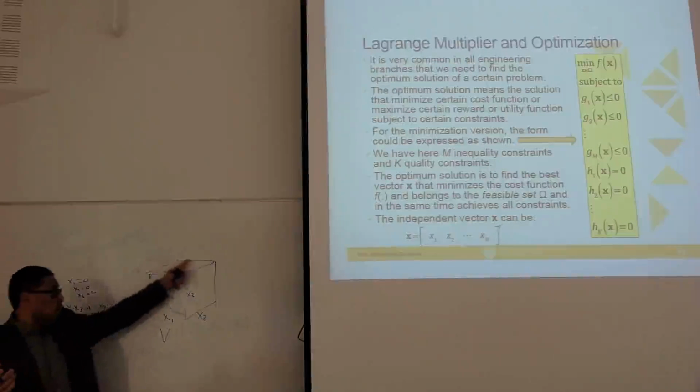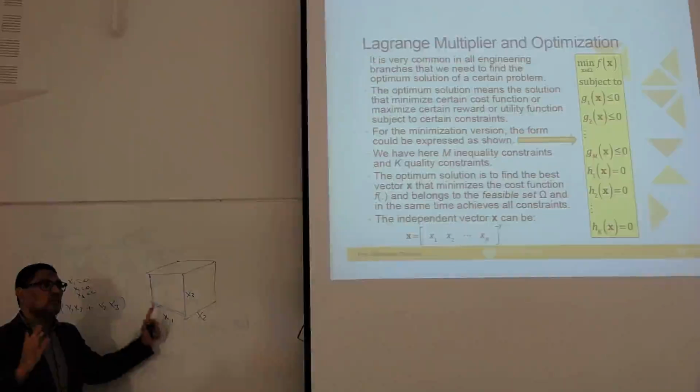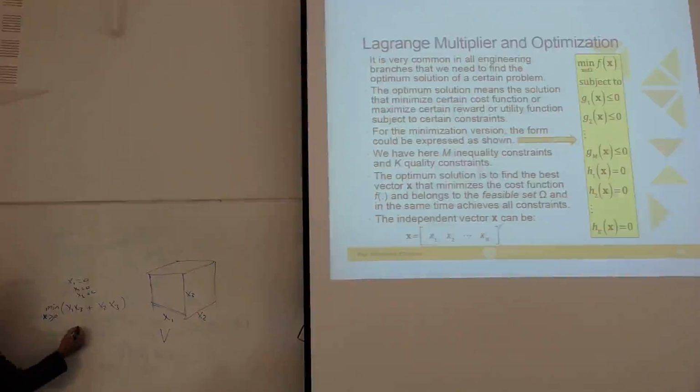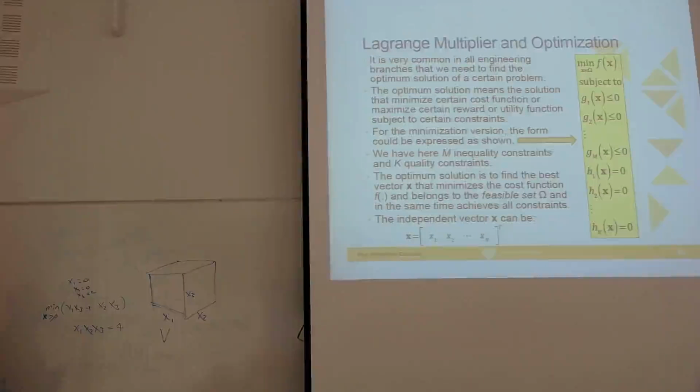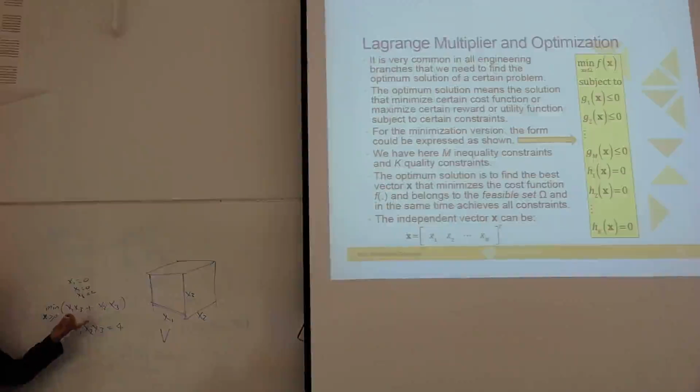But if we want to design this box to have a certain volume, then we can say that x1 times x2 times x3 should be equal to, for example, 4 meters cubed. In that case, this will be a constraint for this optimization. Then we would like to minimize this, but we have this as a constraint. This is the concept of constraint that we need to achieve. So here we would like to minimize some certain function, but we have some given constraints, like inequalities and also equality constraints, or both of them.